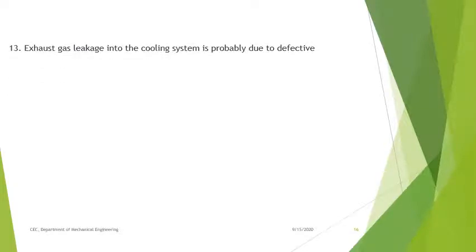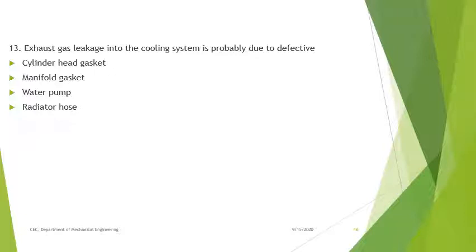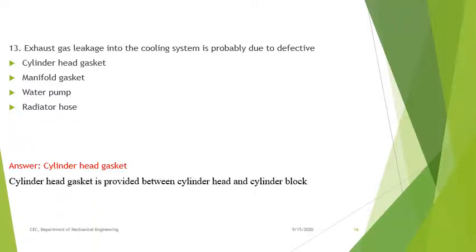Exhaust gas leakage into the cooling system is probably due to defective cylinder head gasket, manifold gasket, water pump, or radiator hose. Answer for this one is cylinder head gasket. Cylinder head gasket is provided between cylinder head and cylinder block. In case the cylinder head gasket gets damaged, at that time the exhaust gas will leak into the cooling system of an engine.